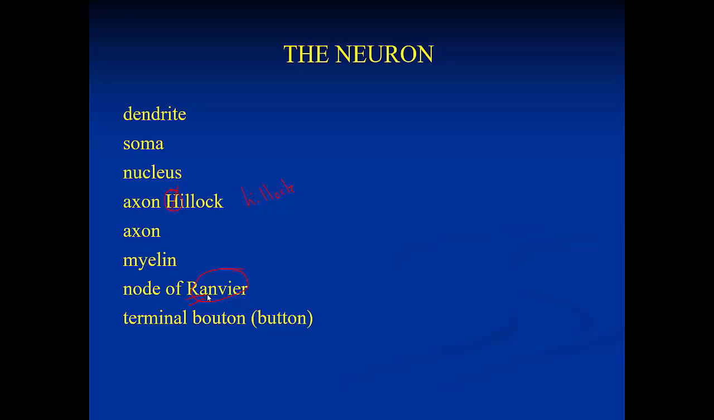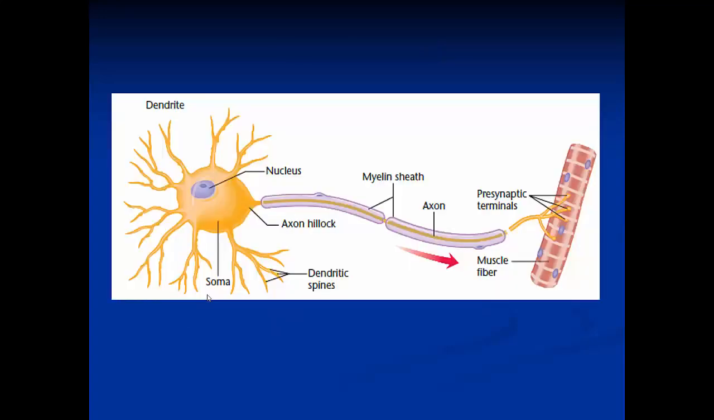Alright, so this is a checklist of the structures I want you to remember. Here's a cartoon, and here's where all those things are. So the soma is going to be the same thing as the cell body. The soma is going to contain the nucleus. I already told you that the nucleus contains the DNA, which are the instructions for proteins. The ribosomes are also going to be in the soma.